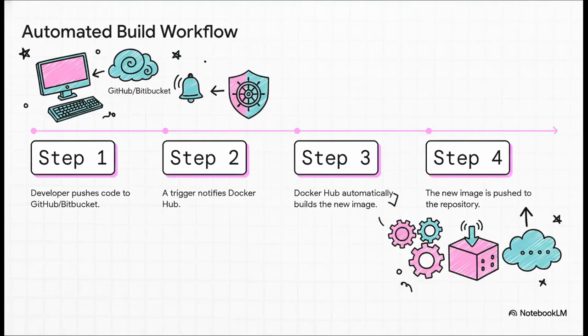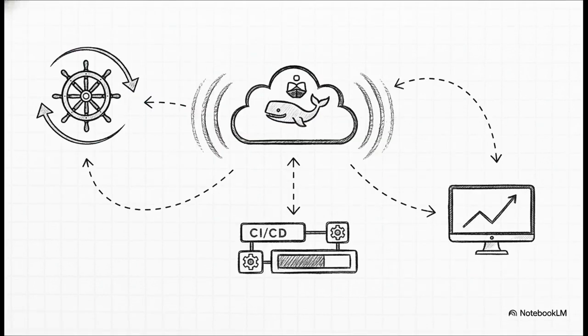This right here, this workflow is an absolute game changer. You just link your GitHub or Bitbucket repo straight to Docker Hub. Then, the moment a developer pushes new code, boom, a trigger goes off. Docker Hub wakes up, pulls that new code, builds a brand new image from your Dockerfile, and pushes it right into your repository, all automatically. Say goodbye to ever typing docker build and docker push manually again. Seriously.